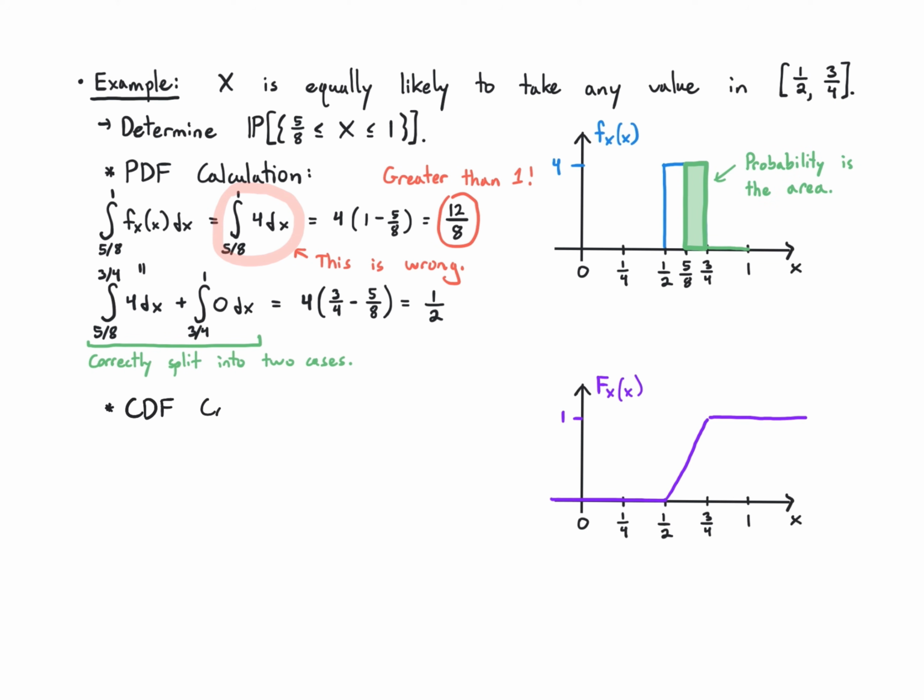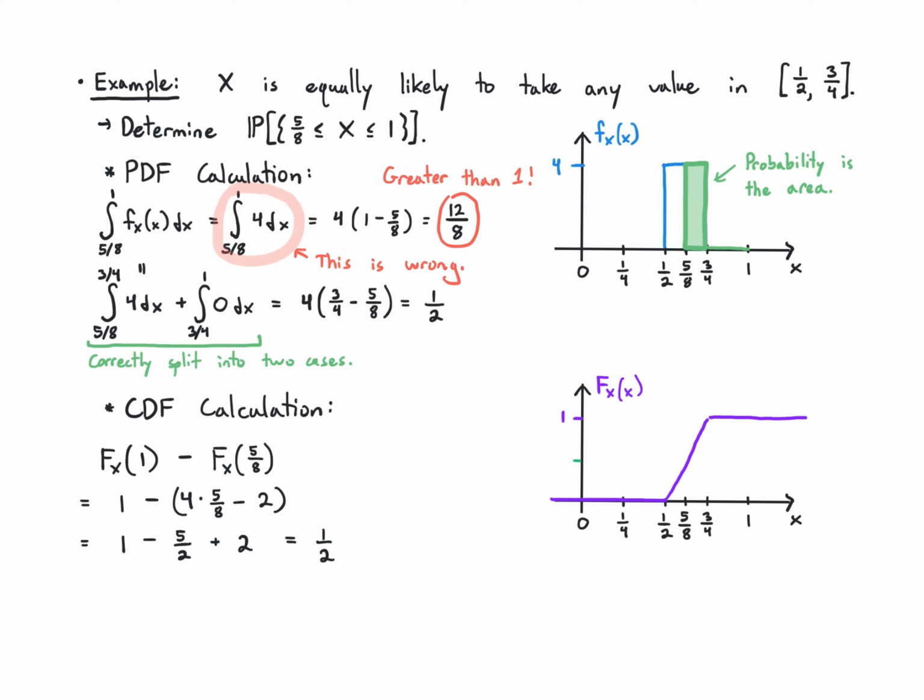In the CDF, we don't run into the same problem. The calculations are a bit different. I just take the difference in heights. So I have the CDF at 1 minus the CDF at 5/8. It's 1 minus 4 times 5/8 minus 2. So that's 1 minus 5/2 plus 2, and that's 1/2. So it's just the difference in heights.